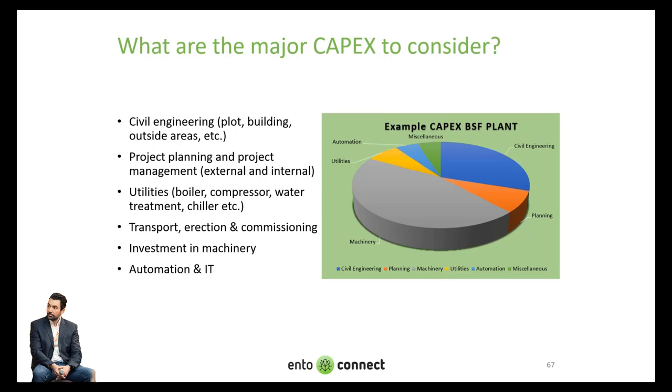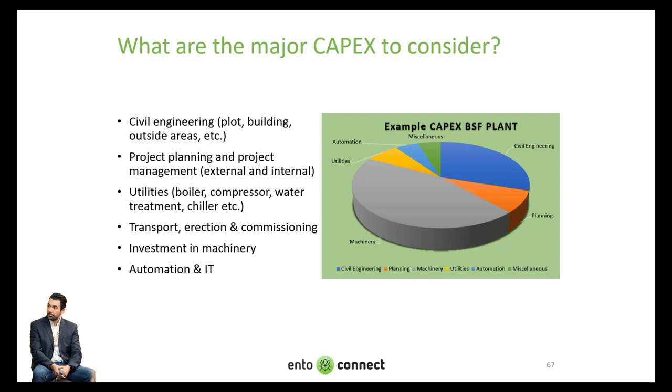All right, so since we have learned in order how to get to a first idea, a model, now what are the major CapEx things to consider? So some things might be very obvious, other things might not be that obvious. So starting basically with the civil engineering, which has nothing to do with mechanical engineering, process engineering or biology. So that's something that is essential anyway, since I need to put it somewhere.